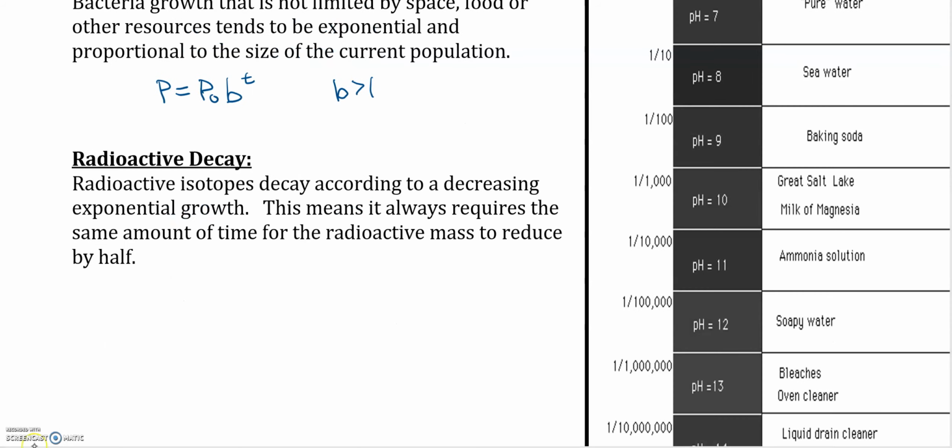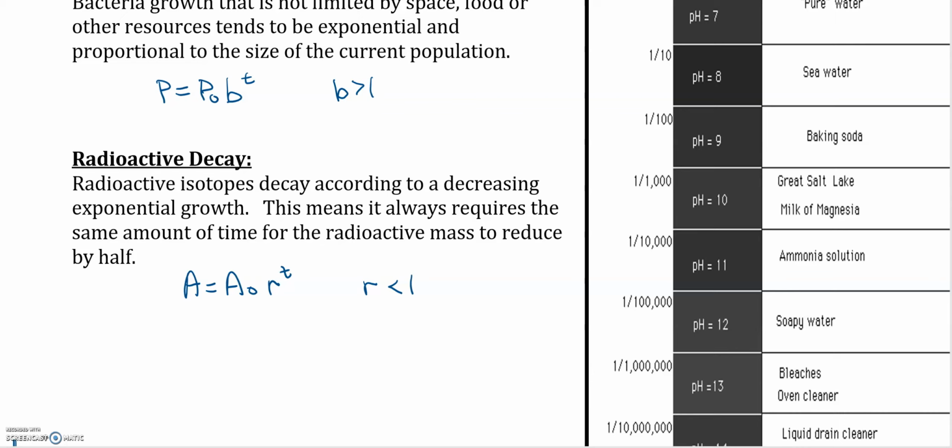Radioactive isotopes decay according to a decreasing exponential growth function. We can calculate the amount present at time t given an initial amount and a rate of decay, where R is defined as being less than 1 since it is a decay problem. In some future videos, we will look at calculating the half-life for a radioactive decay problem.